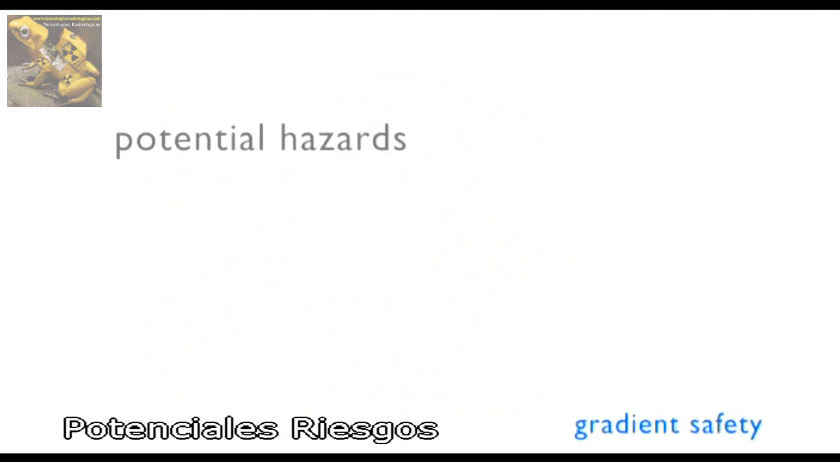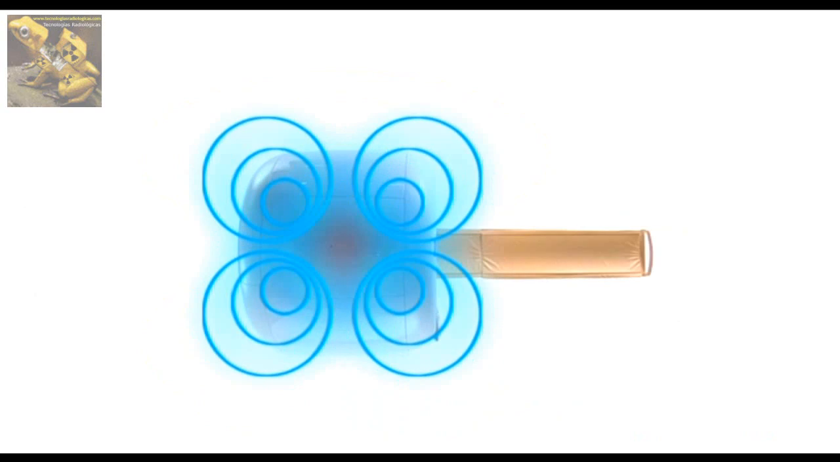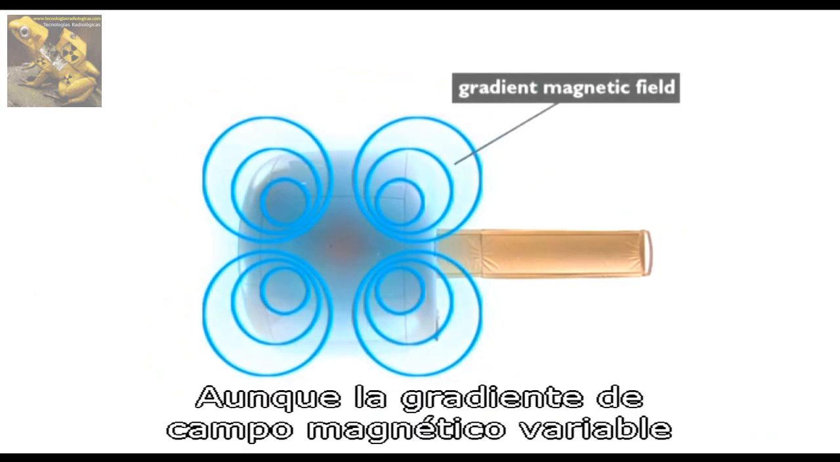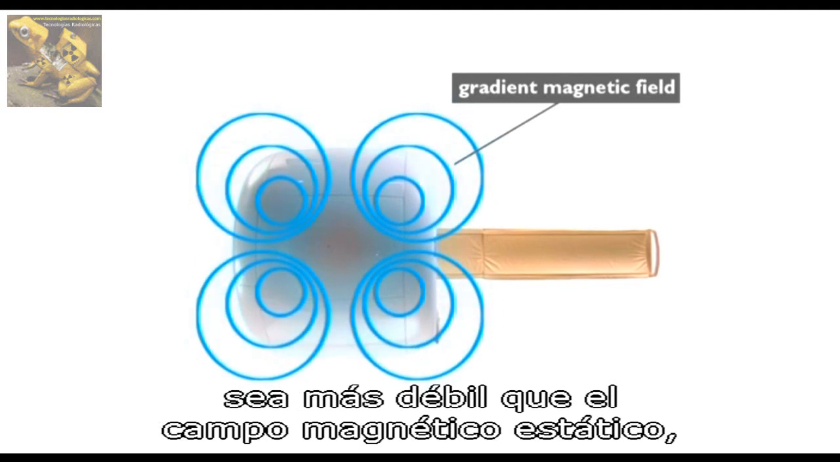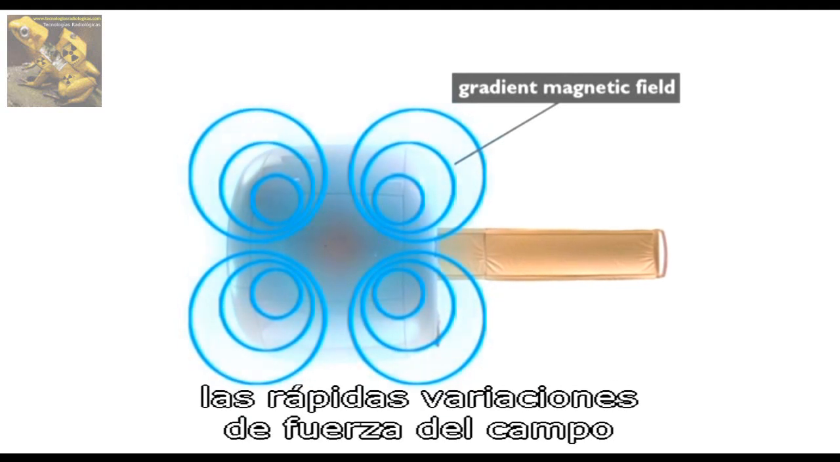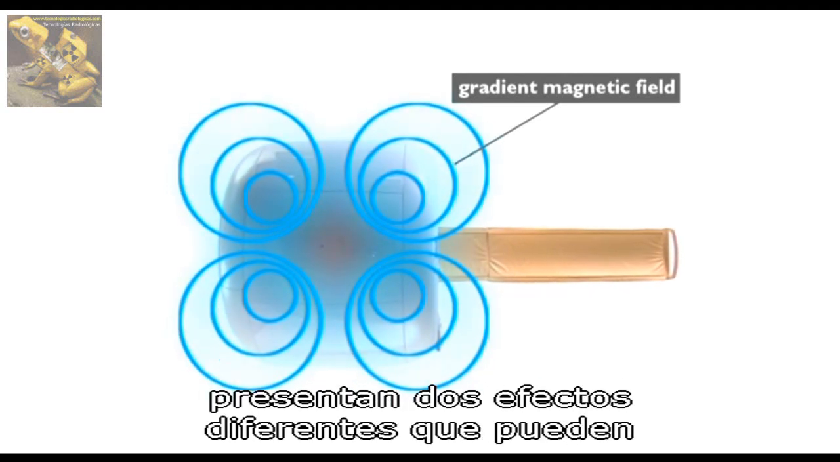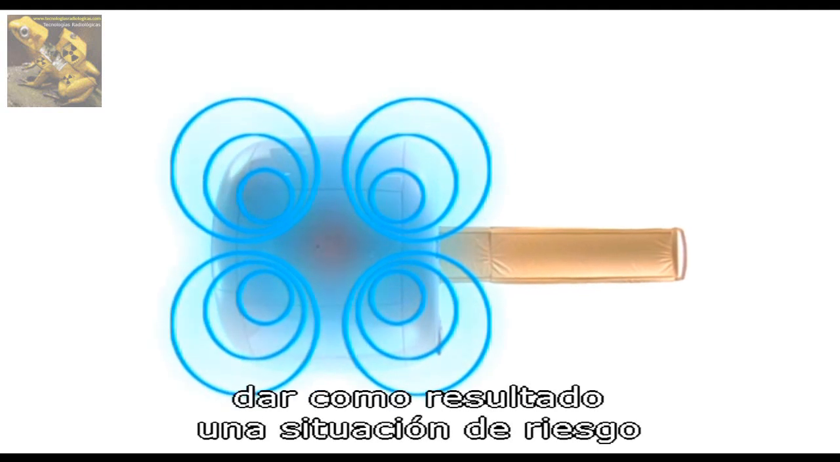Potential hazards. Although the switched gradient magnetic field is much weaker than the static magnetic field, the rapid changes in gradient field strength present 2 different effects that may result in a hazardous situation. These are acoustic noise and nerve stimulation.